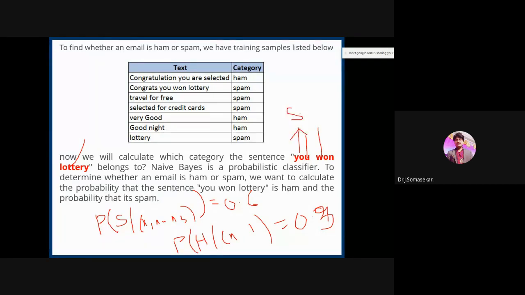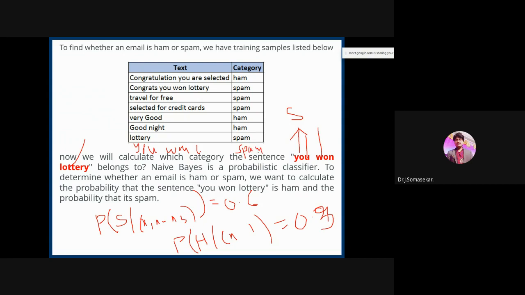This is the basic idea behind using the Bayesian classifier. We have to find the probability for spam given whatever sentence we have received. We have to find the probability for ham, or non-spam, and look for the maximum probability. The class corresponding to the maximum probability, here spam, is the final classification. So if I type a text, let us assume "you won lottery," the classification is spam. This is the final conclusion.